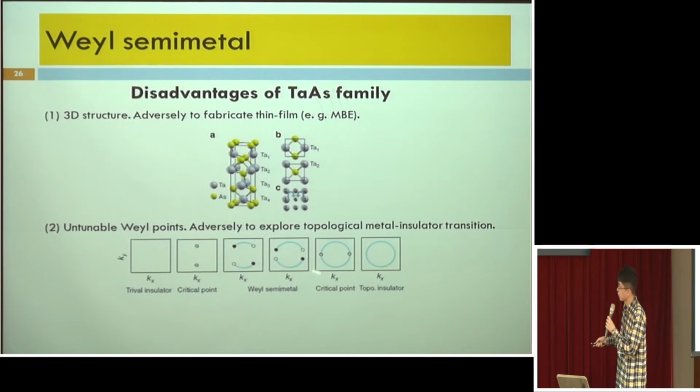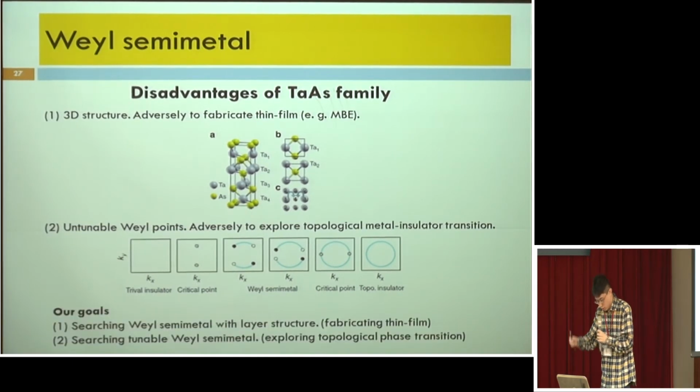And in previous work, the Weyl semimetal is an intermediate state between the normal metal and the topological insulator. So if we can move the Weyl point, we can study this phase transition. But in TaAs, the Weyl point cannot be tuned, so it is impossible to explore this phase transition. So our goal is to search for the Weyl phase in thin film structures and to search for tunable Weyl semimetals.